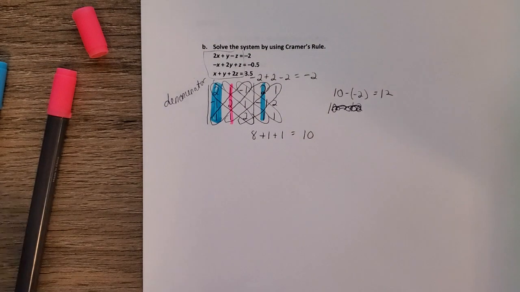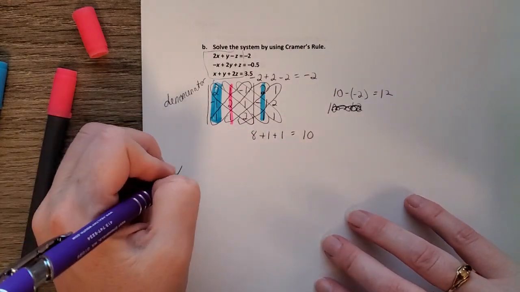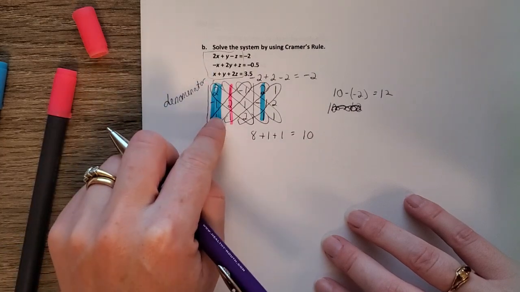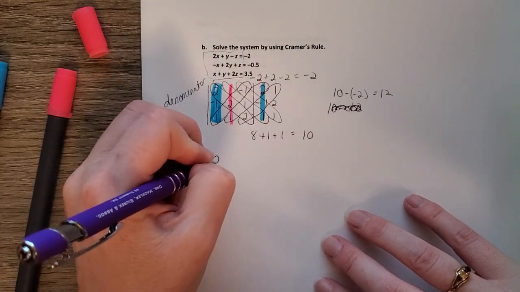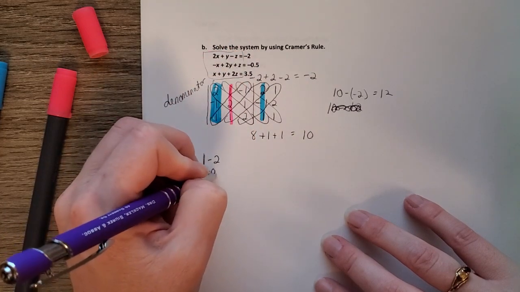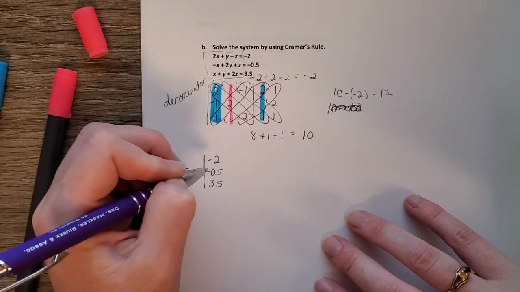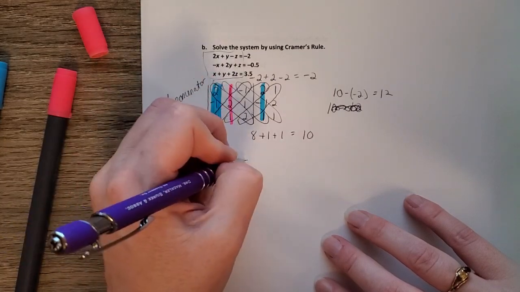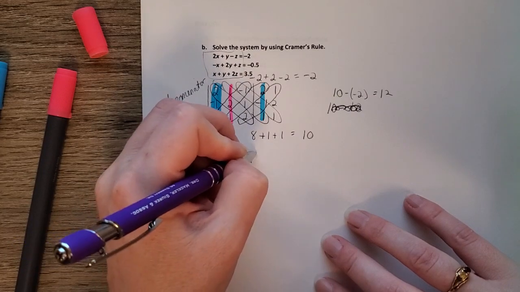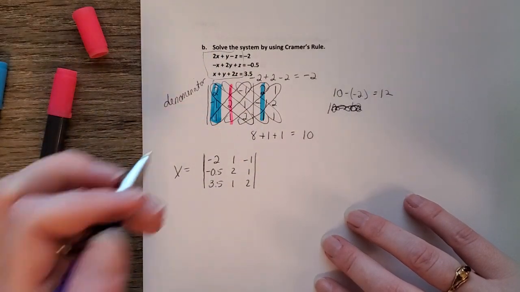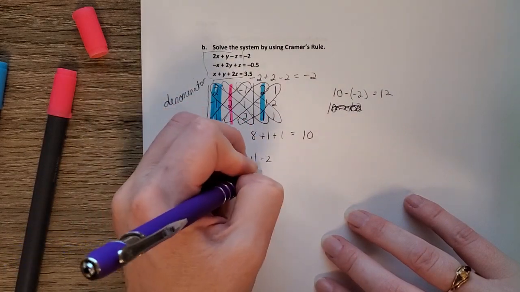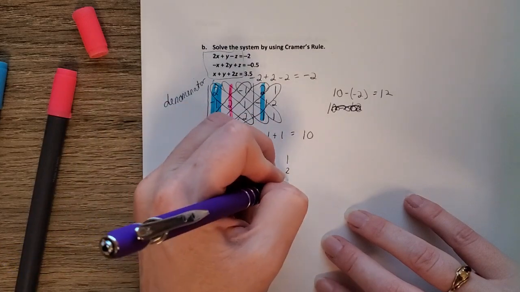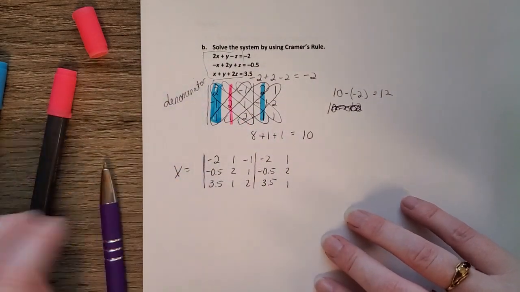Alright, so now we need to find our numerators for each value. So we'll start with x. To do x, again, all the x values get replaced with the answer. So the first x is negative 2, the second would be negative 0.5, and the third is 3.5. The y values, which were 1, 2, 1, stay the same. The z values, negative 1, 1, and 2, stay the same. And then we again use our diagonal, so we repeat the negative 2, the negative 0.5, and the 3.5, and then the 1, 2, 1. Okay, so those are our diagonals.